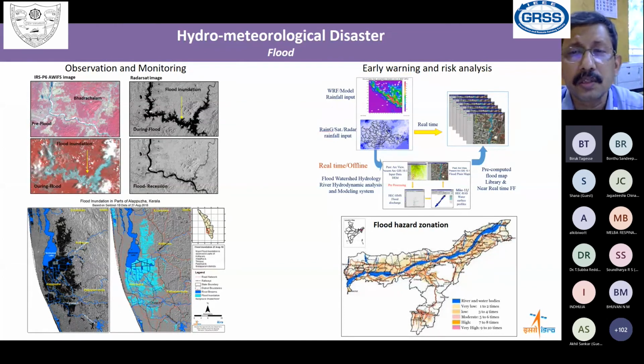Apart from that, we have early warning and risk analysis, because of the various models which we use, we are able to predict the amount of rainfall which can occur in a particular area. Based on the model-based as well as Doppler radar-based rainfall inputs, we can develop the hydrological models to generate the river hydrodynamics, that is the amount of discharge. And based on this, we have a pre-computed flood map library which can provide the flood situation in near real time. This is being used for the Brahmaputra Basin as an operational project.